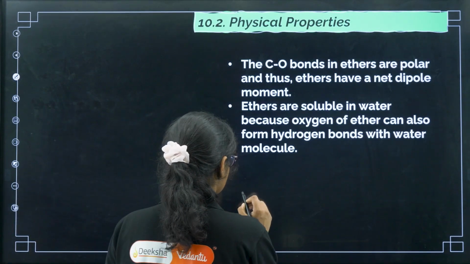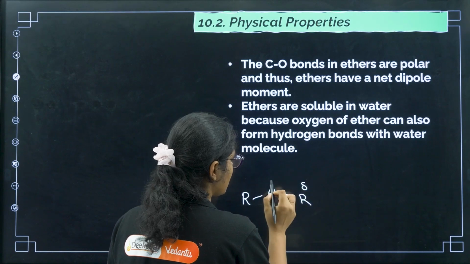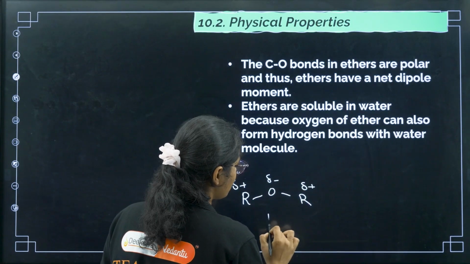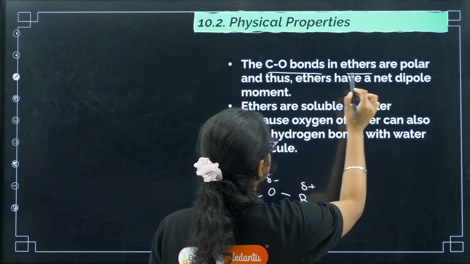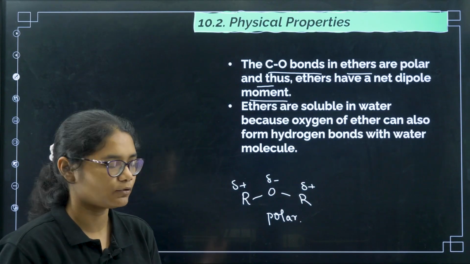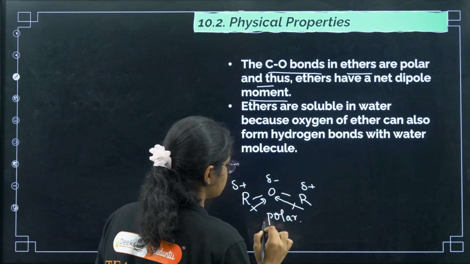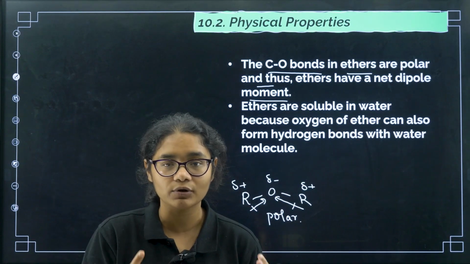So ethers, as you know, the structure is like this. Okay, so this is delta positive, this is delta negative, this is delta positive. So there is a polar nature of the bond, right? So the C-O bonds in the ethers are polar, and thus ethers have a net dipole moment. So there is a net dipole moment, because here you can see it will be in this direction, this will be in this direction. So there will be a net dipole moment. So ethers are polar molecules.